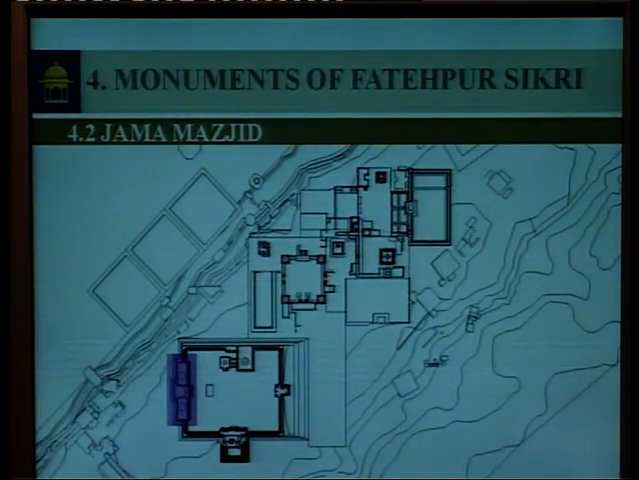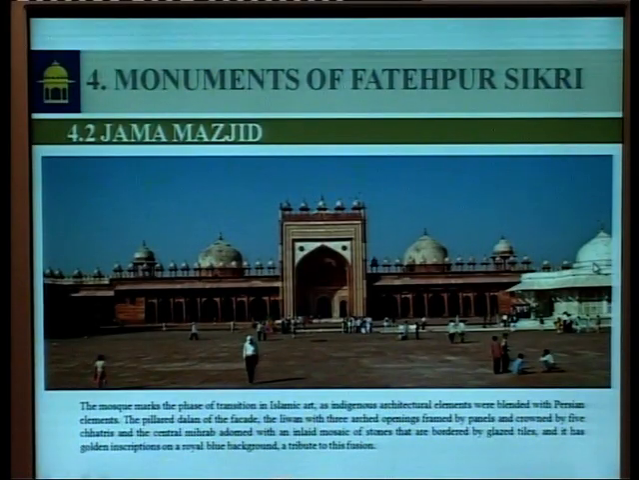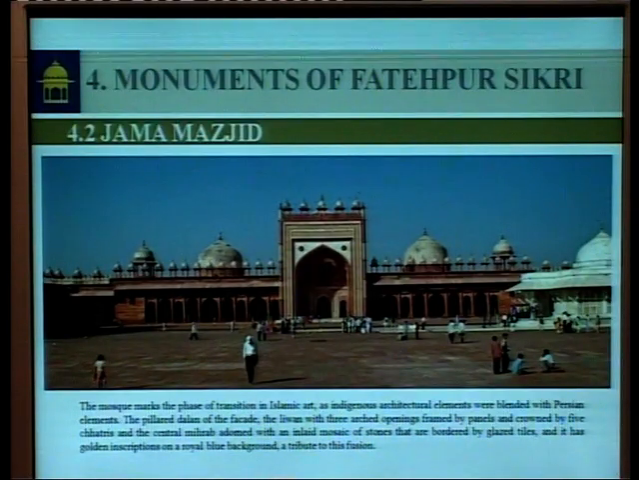I'd like to tell you, in the plan, this was the Buland Darwaza. Now moving on to the next building, which is the Jama Masjid. So the mosque marks the phase of transition in Islamic art, as indigenous architectural elements were blended with Persian elements. So the Indian elements which existed at that time and the Persian elements were amalgamated. The pillared liwan of the facade, the liwan with 3 arched openings framed by panels and crowned by 5 chhatris.